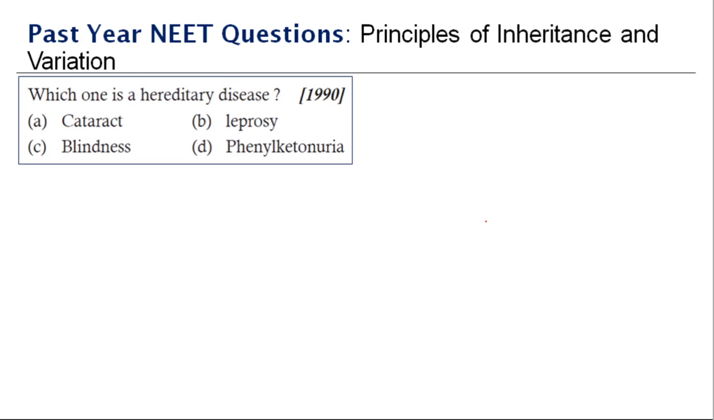So which one is a hereditary disease? Cataract, leprosy, blindness or phenylketonuria. Which one is caused because of changes in the genome? The right answer is phenylketonuria.